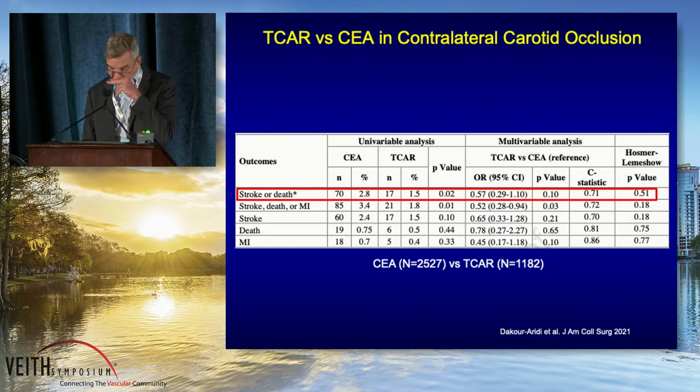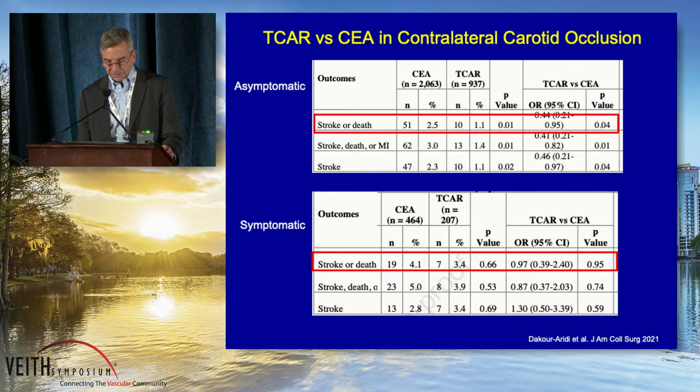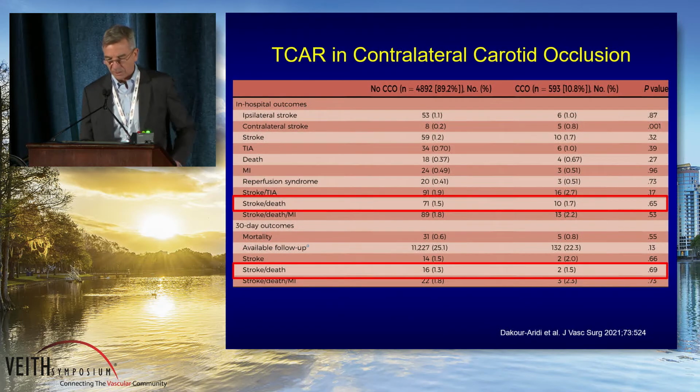So what does the data say? Well, in this publication from the Journal of the American College of Surgeons, the stroke and death risk in the VQI with CEA and TCAR were different: it was 2.8% for CEA and 1.5% for TCAR. And when you separate these patients by symptomatology, the stroke and death risk in the asymptomatic patients was 2.5% with CEA and 1.1% for TCAR, and in symptomatic patients, 4.1% versus 3.4%.